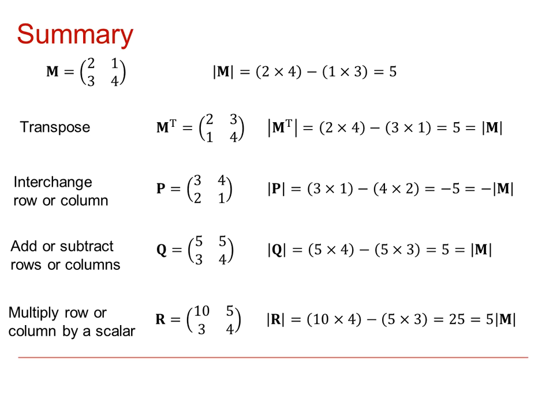In summary then, we have the following results. Transposing a matrix leaves the determinant exactly the same. If we interchange a row or a column, then we get the negative of the original determinant for our new determinant. Adding or subtracting rows or columns leaves again the determinant unchanged, and multiplying by a scalar multiplies the determinant by that scalar.